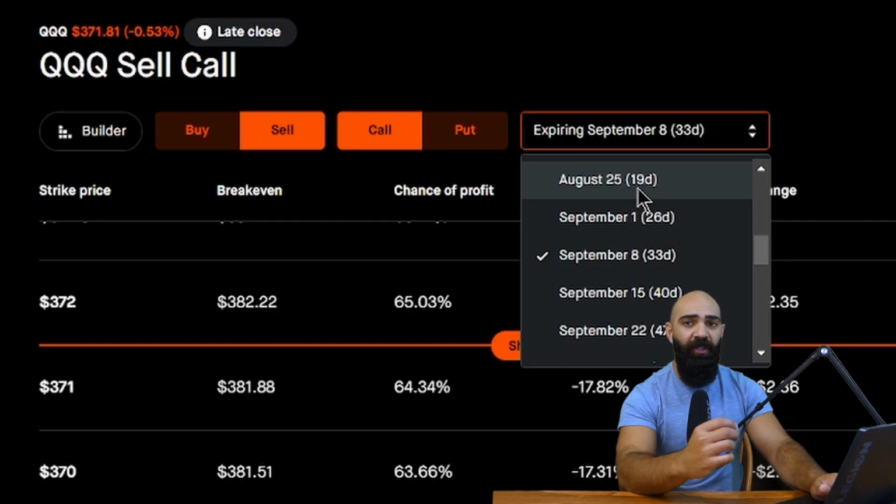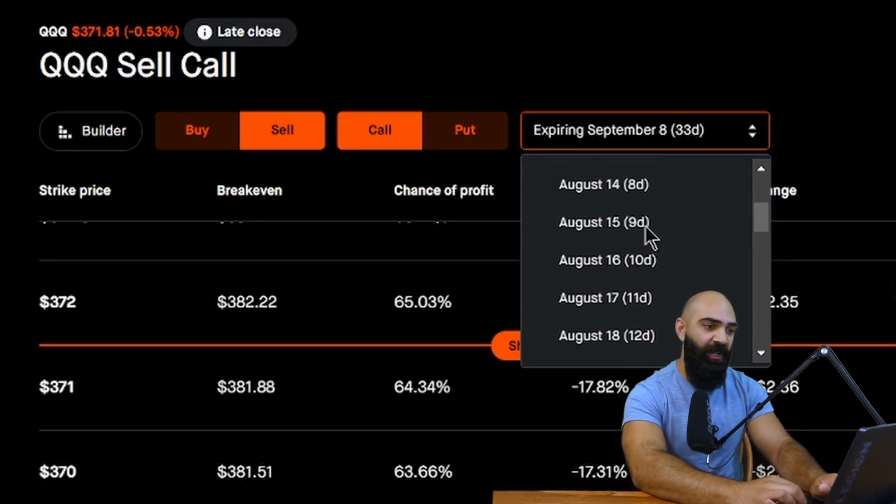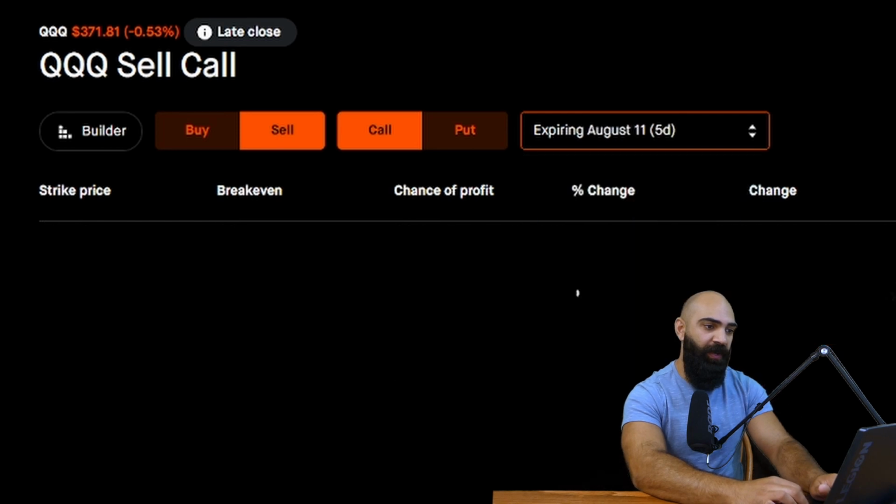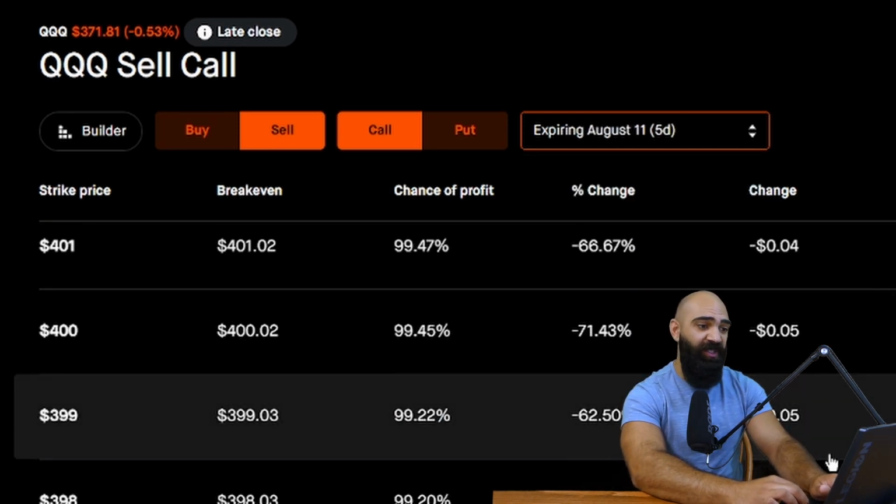And we can see in this case, even with the savings, it is better to sell the in-the-money covered call. Let's try something a little shorter term, like a weekly, and see how that affects this. So let's go 5 days, expiring August 11th. It is the 6th right now.